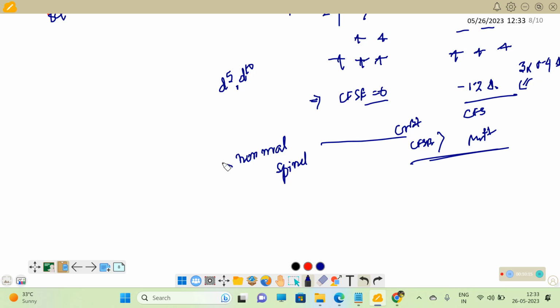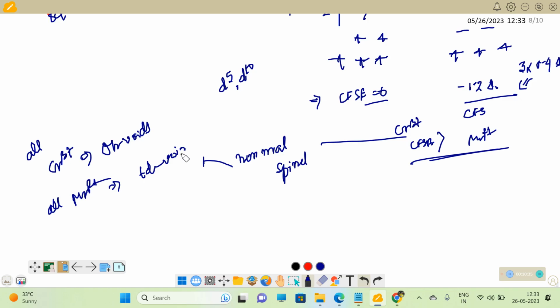Then what is the conclusion? That all the Cr3+ will occupy the octahedral voids, and all the Mn2+ will occupy the tetrahedral voids. This is the conclusion. Okay, I think you understand. So coming to the next question.